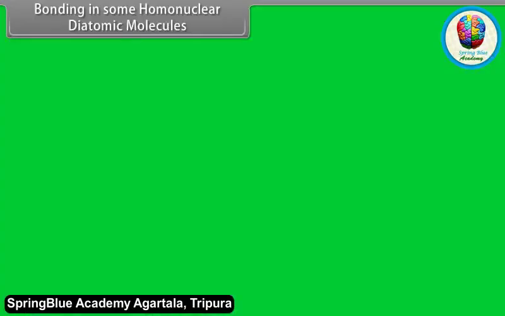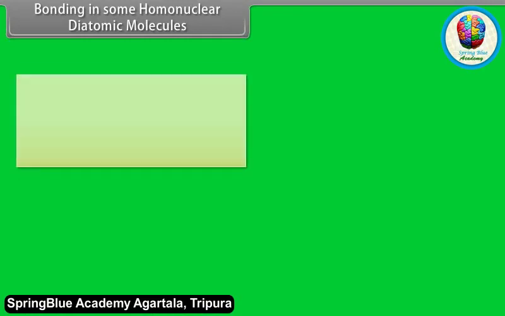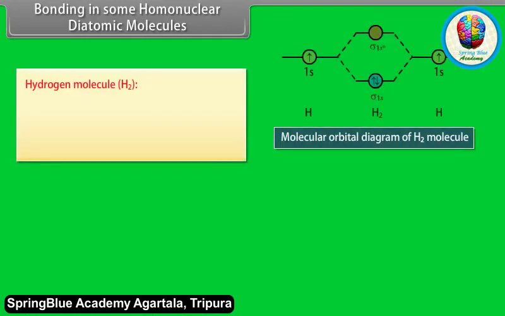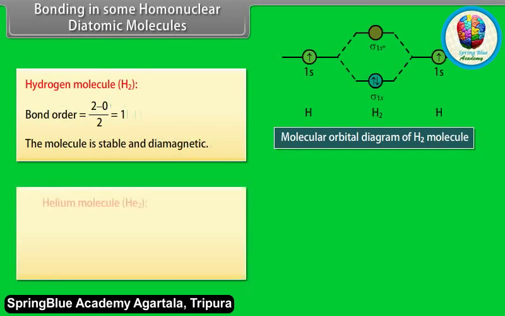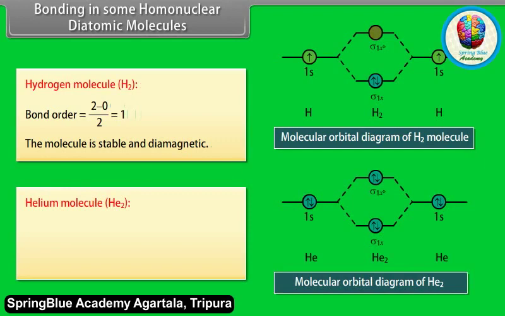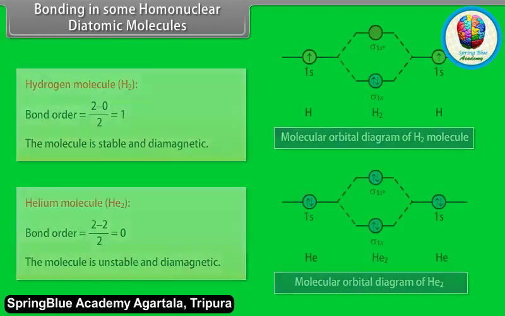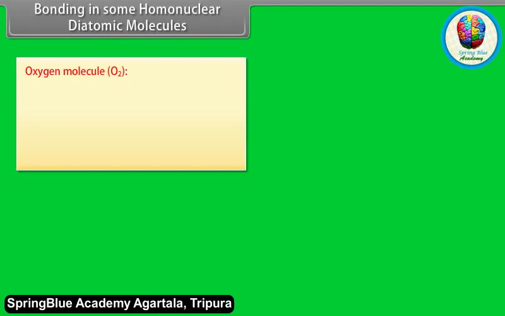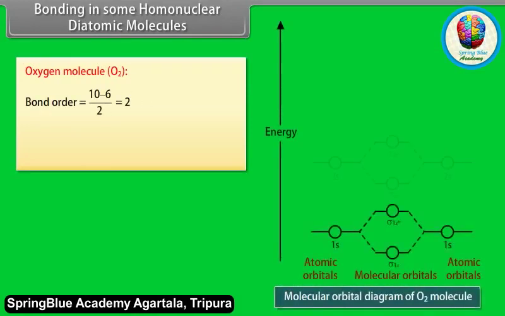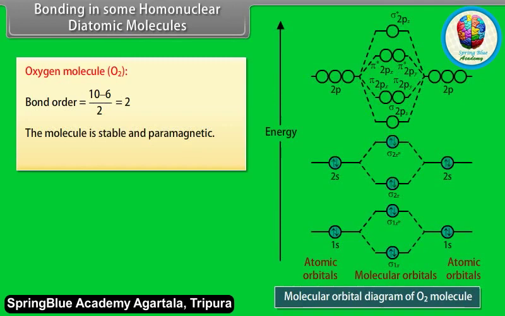Bonding in some homonuclear diatomic molecules. Hydrogen molecule, H2. The value of bond order is 1. The molecule is stable and diamagnetic. Helium molecule, He2. The value of bond order is 0. The molecule is unstable and diamagnetic. Oxygen molecule, O2. The value of bond order is 2. The molecule is stable and paramagnetic. Number of covalent bonds is equal to 2.